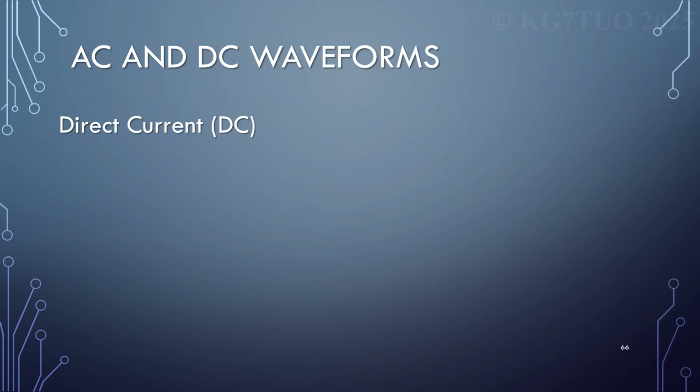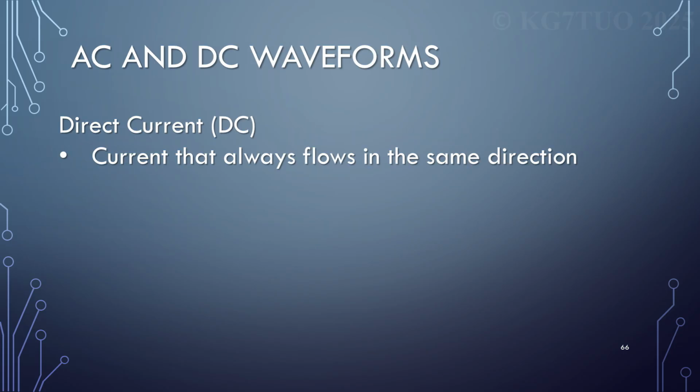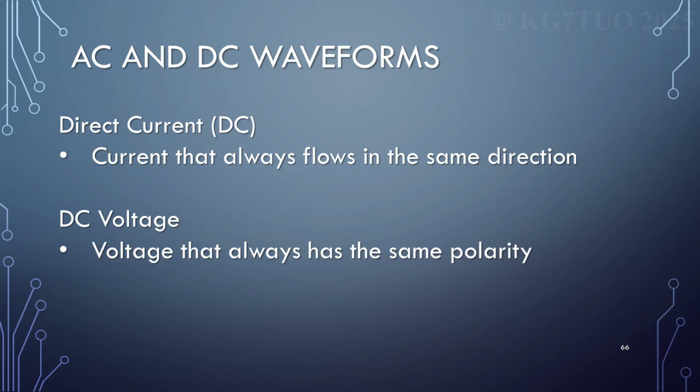AC and DC waveforms. Direct current, or DC, is current that always flows in the same direction. It could be going that way, it could be going that way, but it ain't going to change. DC voltage is voltage that always has the same polarity, so positive or negative. One or the other? Well, you have both. Depends on where. We typically tell people it flows from the positive and then it flows through and comes back to the ground through the negative to the source of the battery. Okay, so it always goes one way.